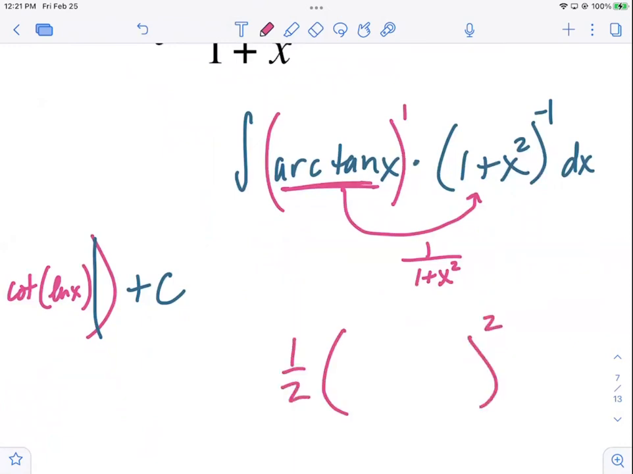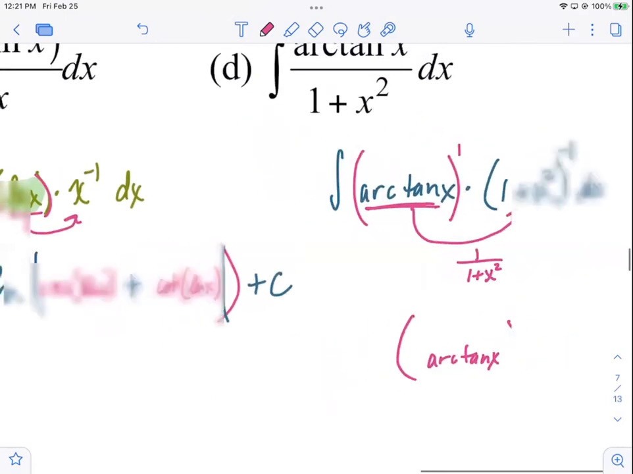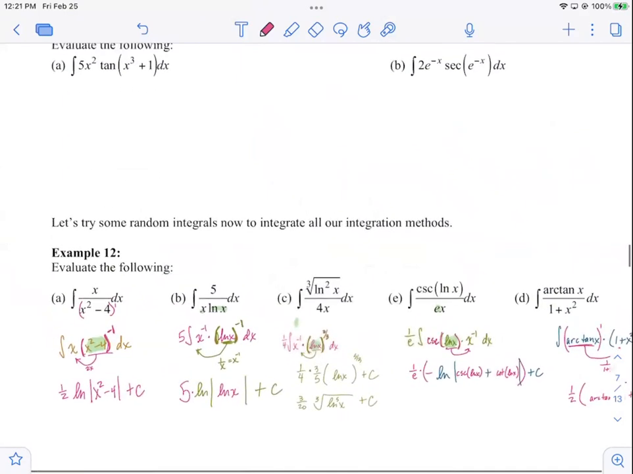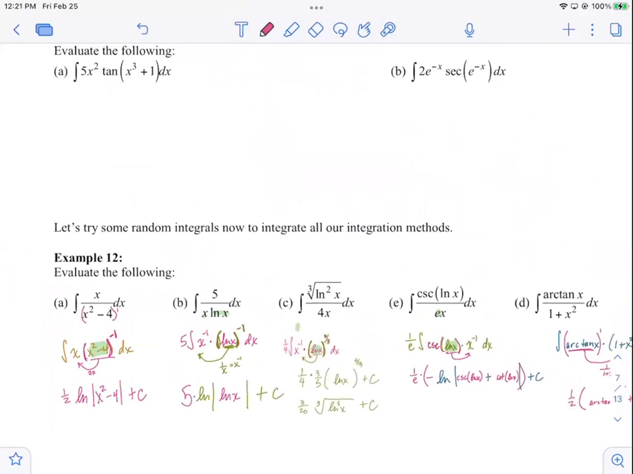One-half blob squared, right? Power rule plus c. And the blob is arctangent of x. Okay. There you go. Fun, easy, fun, easy. Hopefully it's getting a little bit easier for you. Pattern recognition requires you working a lot of problems. All right, questions on example 12?